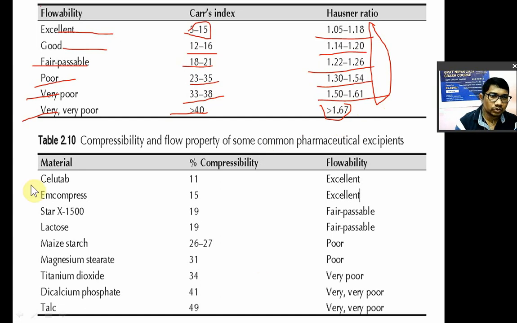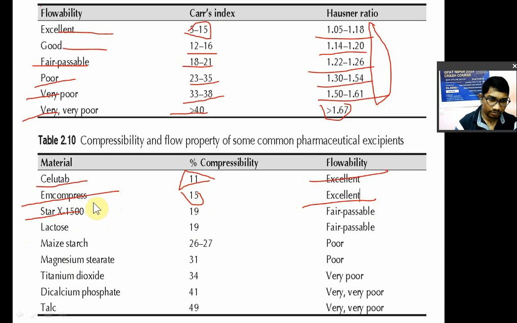So let's say, for example, compressibility characteristics of a few pharmaceutical powders they have given over here. For example, the material is the cellulotype. Cellulotype मतलब cellulose derivative होता है. Percent compressibility of this cellulotype is 11%. So that means its flowability is excellent. Percent compressibility of N-compress. N-compress क्या है? N-compress is the trade name of a pharmaceutical diluent. So उसमें 15% compressibility है. It is again excellent.